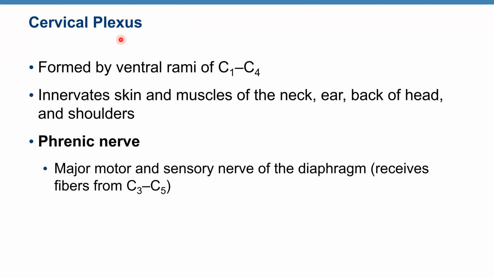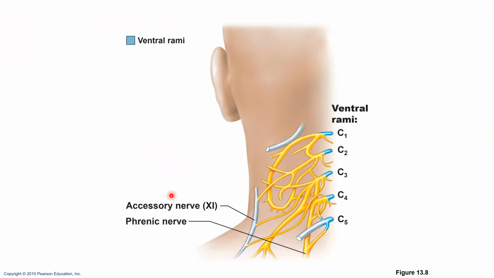Okay, cervical plexus is formed by ventral rami C1 to C4, and they innervate pretty much your neck, skin and muscle of the neck, and then ear, back of the head, and shoulders. And one important nerve that forms from cervical plexus is the phrenic nerve. A phrenic nerve innervates the diaphragm, and it receives fibers from C3 to C5. So look what I mean.